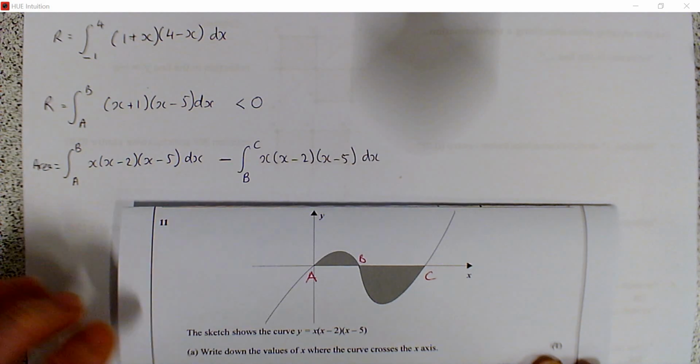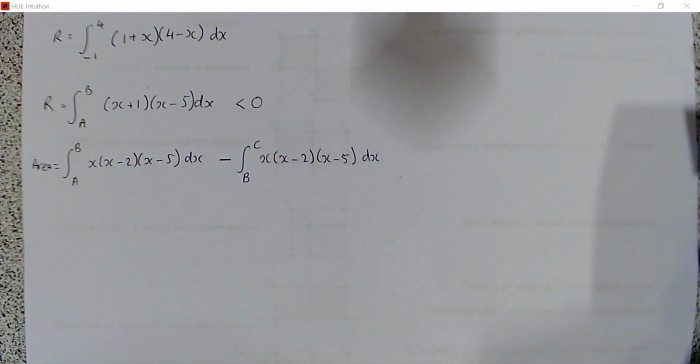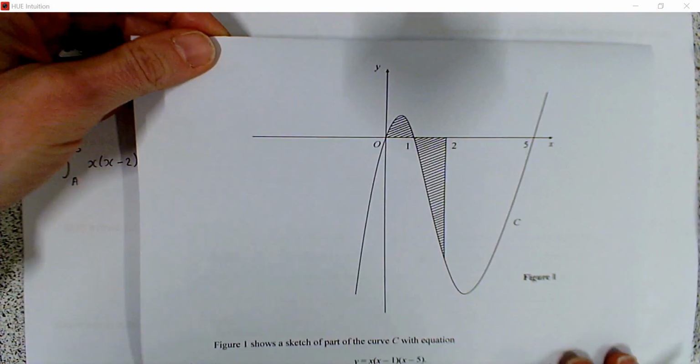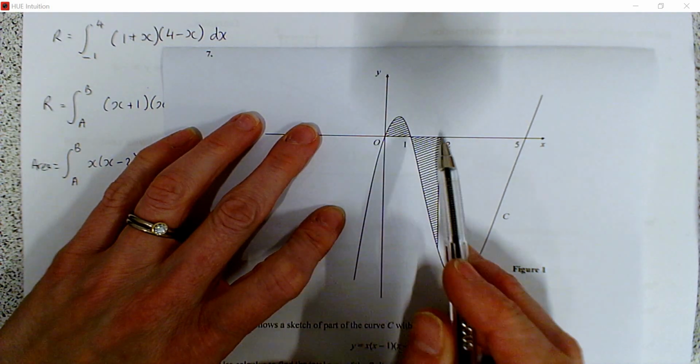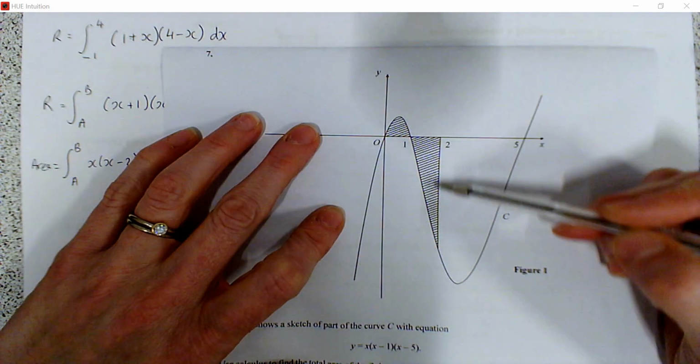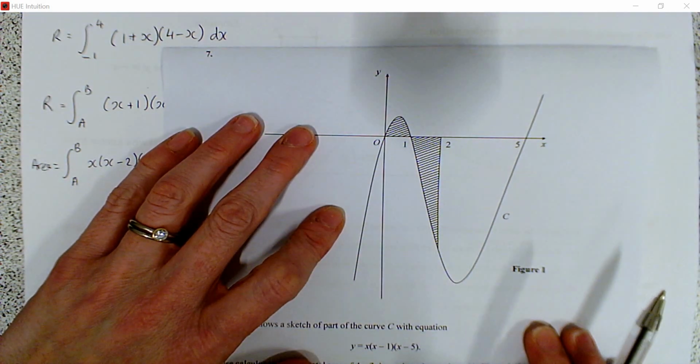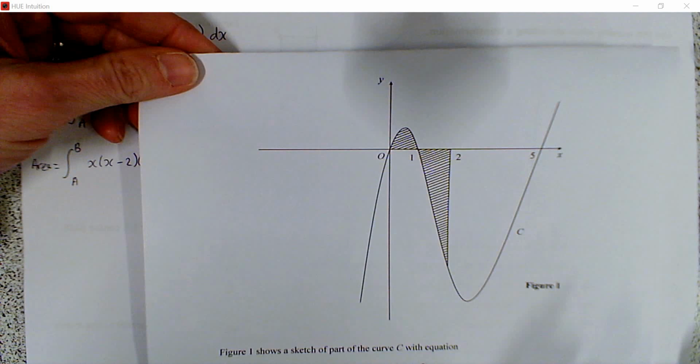So there's another example here where it's not entirely enclosed. You can see we're going from 0 to 1 for the positive bit and from 1 to 2 for the negative bit below the curve. But it's the same idea.